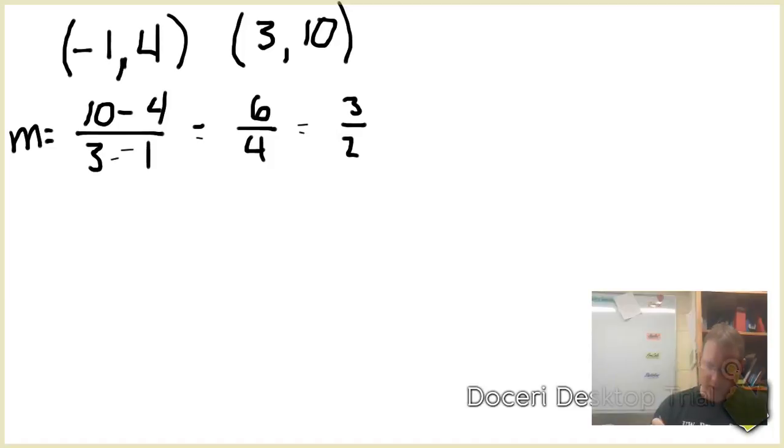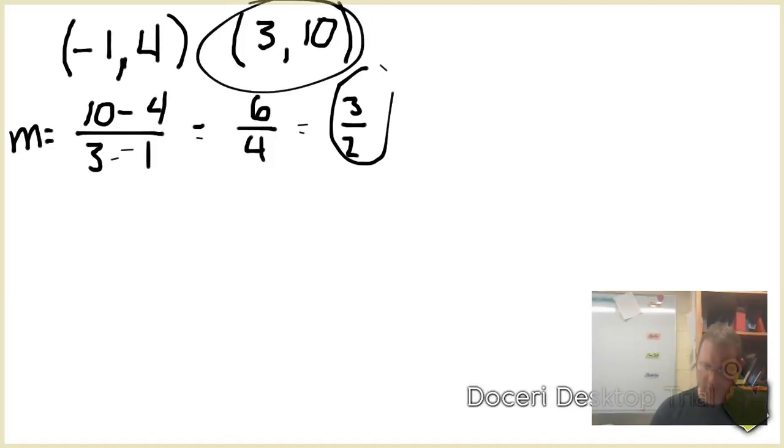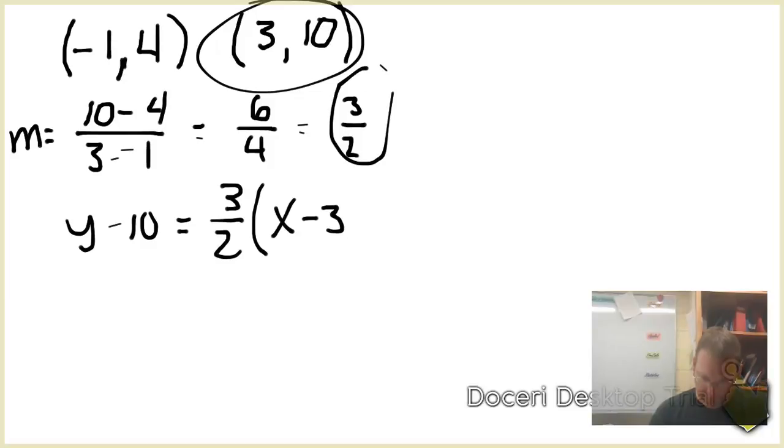Now we have the slope and a point. And it's not writing. There we go. So we'll pop this into point-slope form. y minus 10 equals 3/2 times (x minus 3).